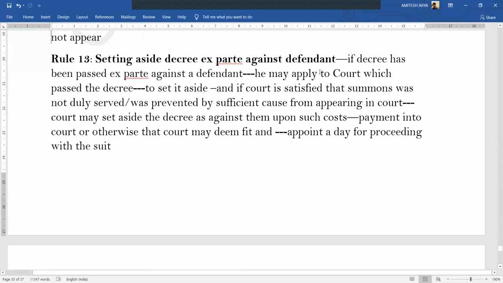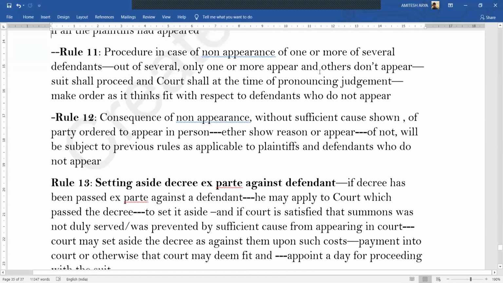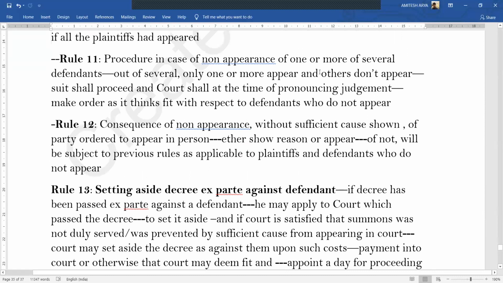And then the ex parte decree becomes quite important. Why? Because the defendant becomes liable to pay something or do something, or there is relief that has been awarded against him. So setting aside of an ex parte decree is also important. There should be a situation where, for valid reasons, he should be able to get that decree set aside. So this was what was under Order 9.